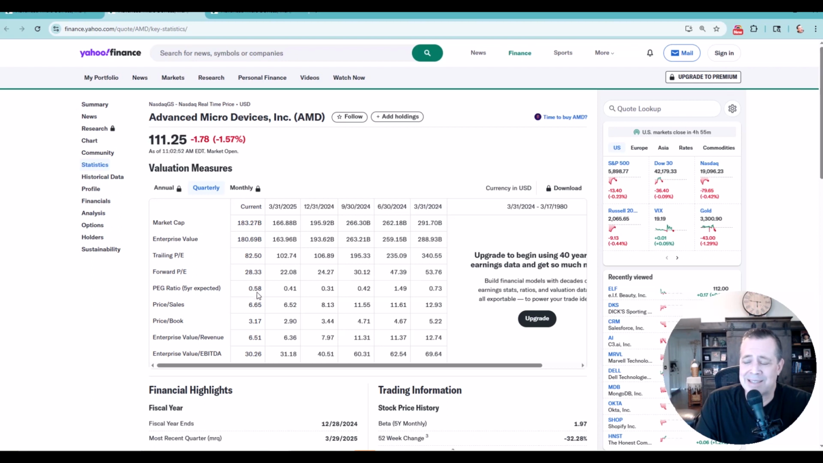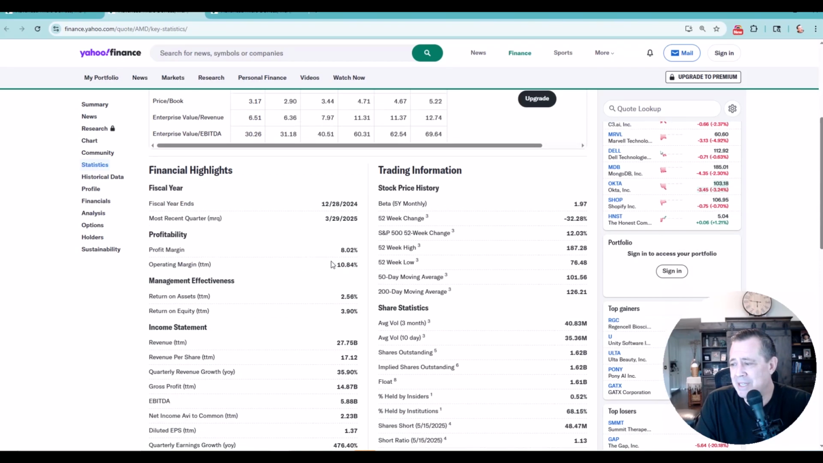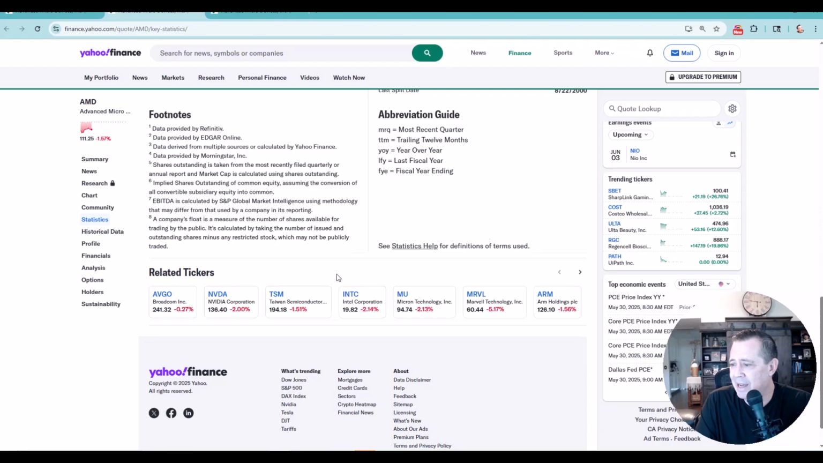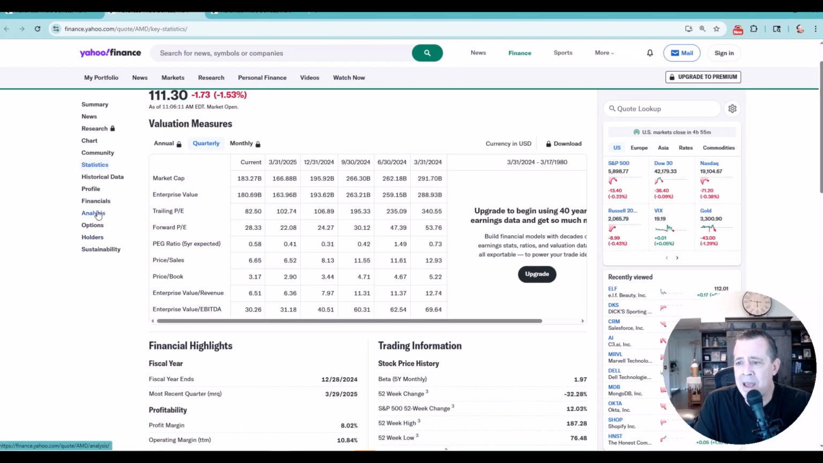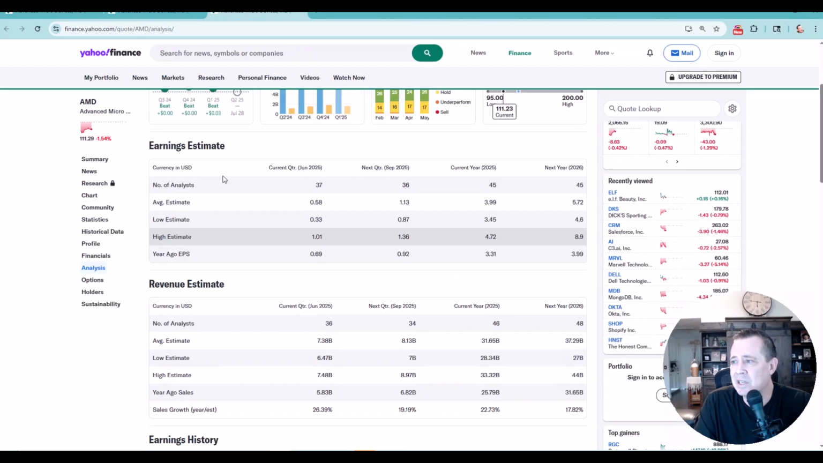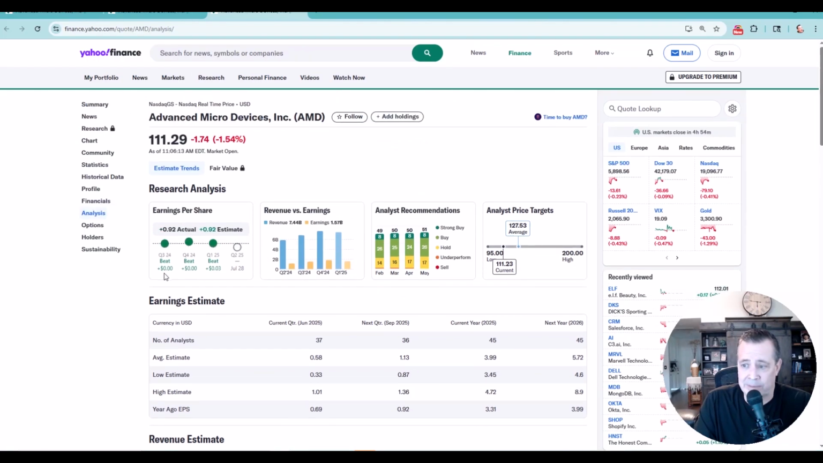The PEG is 0.58. That's incredible. Way under 1. Under 2 is good. And so to me, AMD is an excellent buy. It's a no-brainer going forward. As far as the analysis, let's look at the earnings.